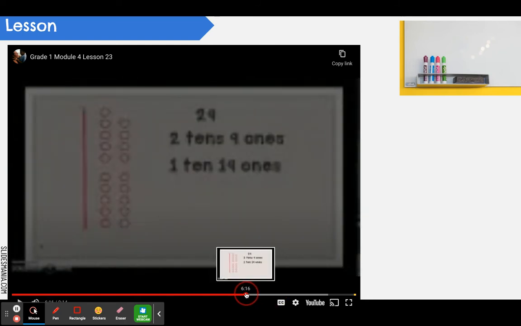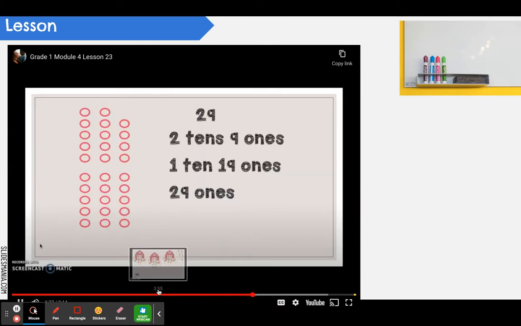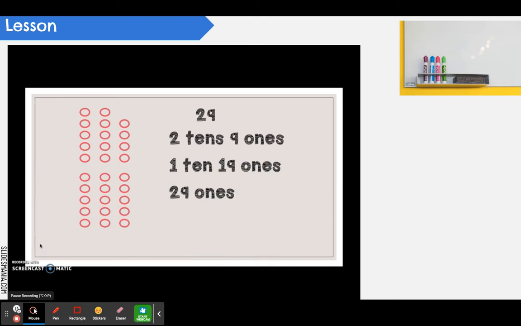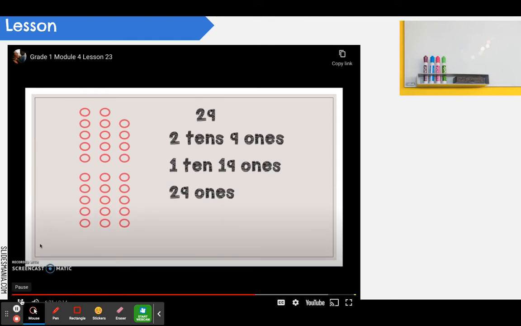If you said 29, you are correct. I have 29 ones. See, the number doesn't change, just how I group them changed.